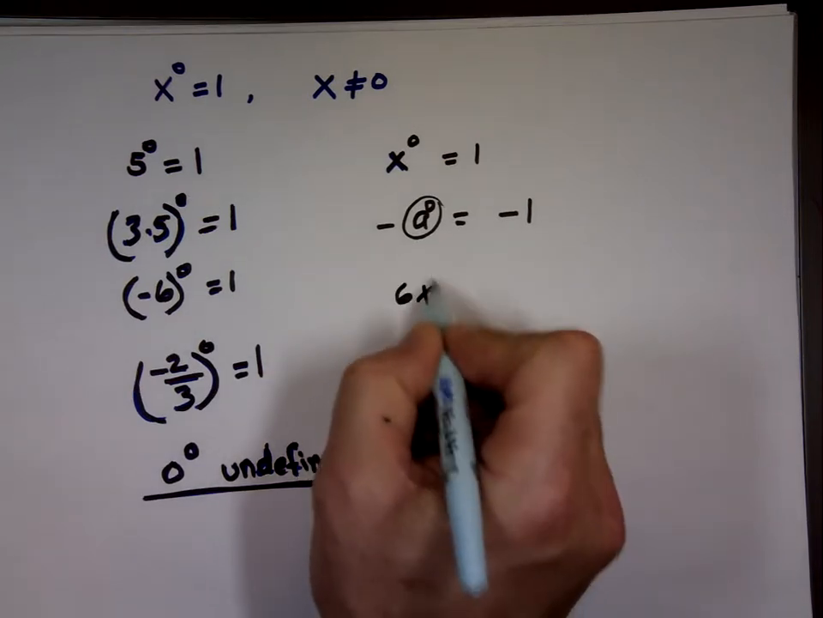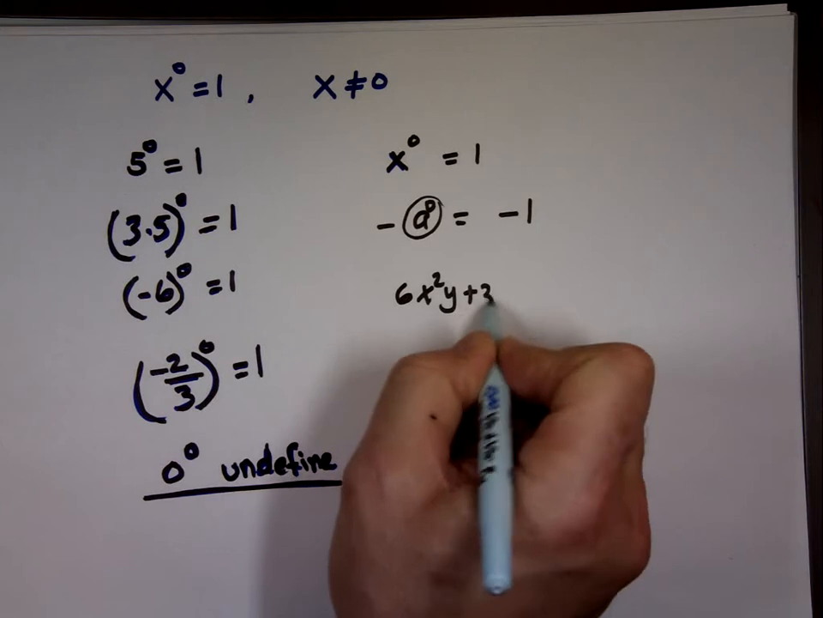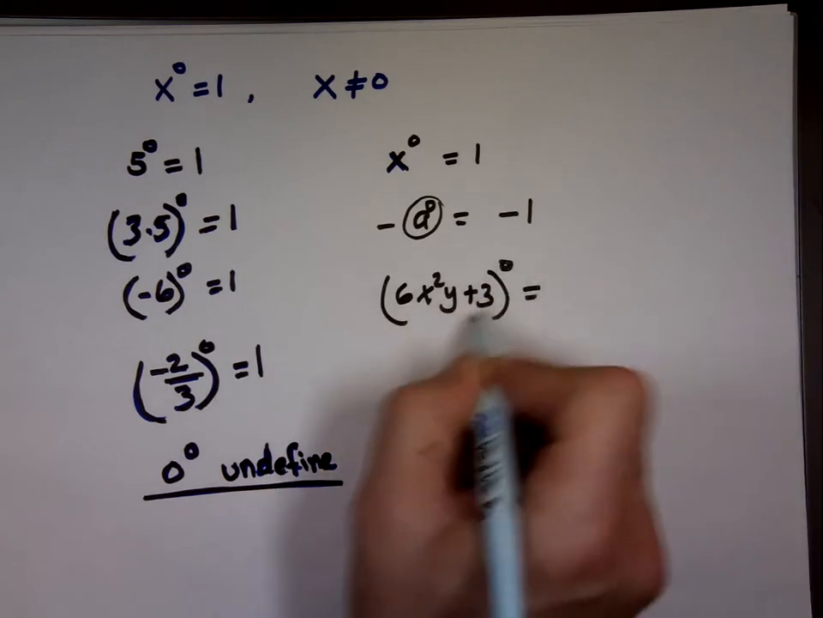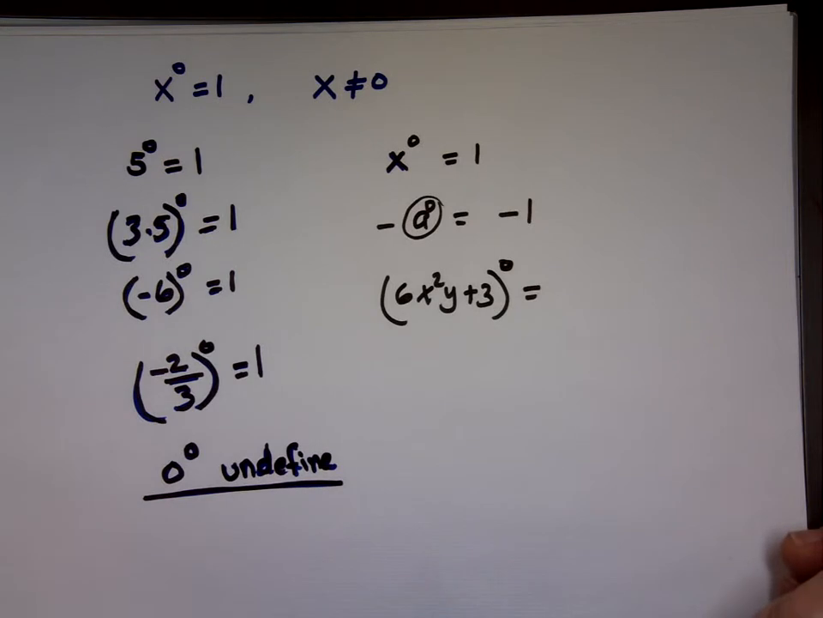6x squared y plus 3 to the 0 power. As long as the inside is not 0, as long as this is not 0, what's the answer? 1. Anything to the 0 power is always a 1, as long as not 0.